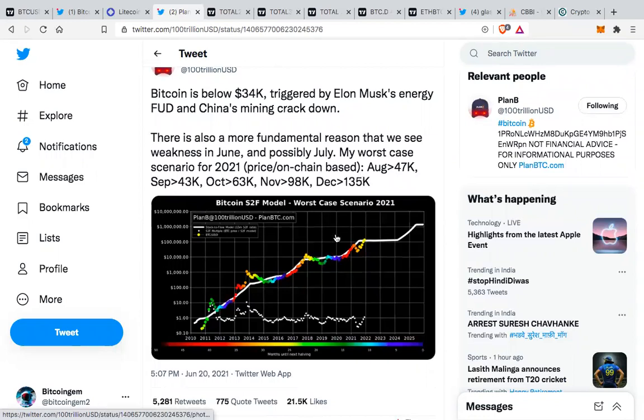And if we go by this stock-to-flow, which has been bang on for a lot of years, then by October he is expecting the Bitcoin price to be at around 63K, by November at 98K, and by December at 135K. So again, this is one of the most accurate models that have been bang on if you look at the overall Bitcoin stock-to-flow model and the real Bitcoin price action. So this on-chain metric is suggesting that Bitcoin could possibly reach 135K.